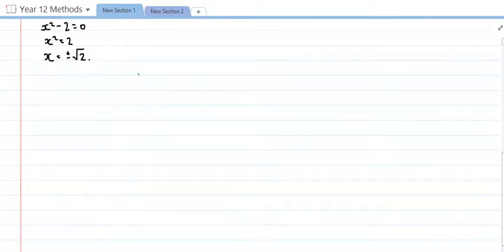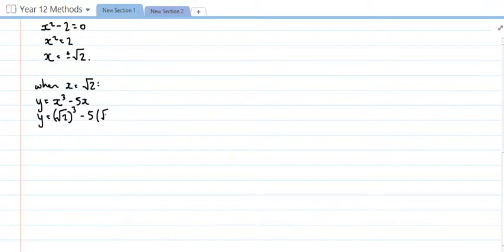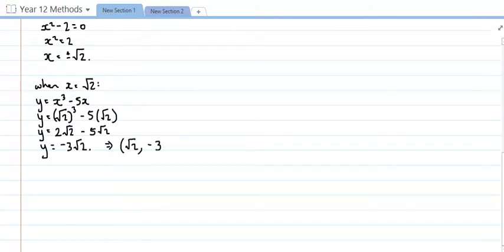And based on that, I now need to find out what the y coordinates would be. So when x equals root 2, the equation was y equals x cubed minus 5x. So that becomes y equals the square root of 2 cubed, take away 5 times square root of 2. Well, the square root of 2 cubed is going to be 2 root 2. Reason for that is square root of 2 times square root of 2 is just 2, and then multiply that by the square root of 2, which gives you 2 root 2. And that's minus 5 root 2. So 2 root 2 take away 5 root 2 is negative 3 root 2. This gives us the coordinates of root 2 and negative 3 root 2.